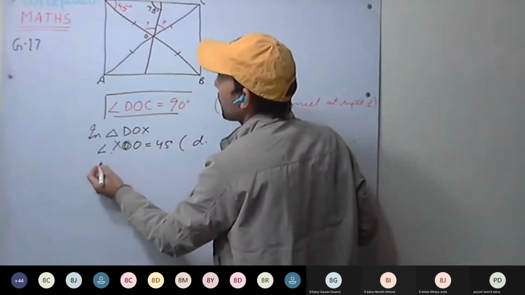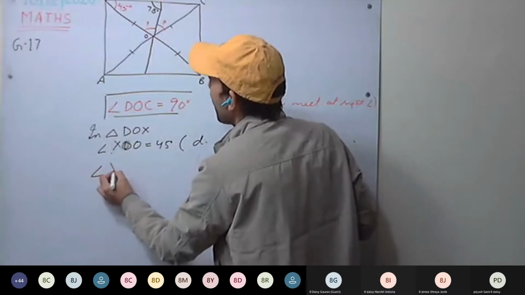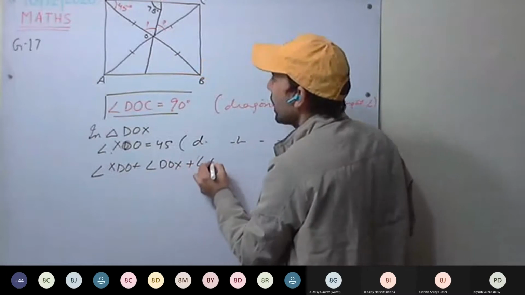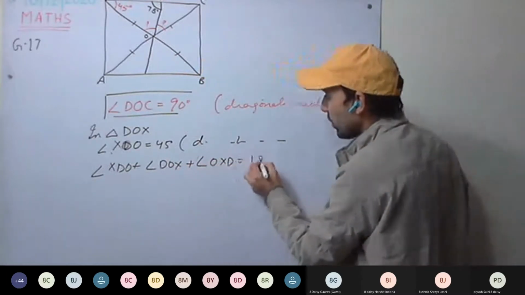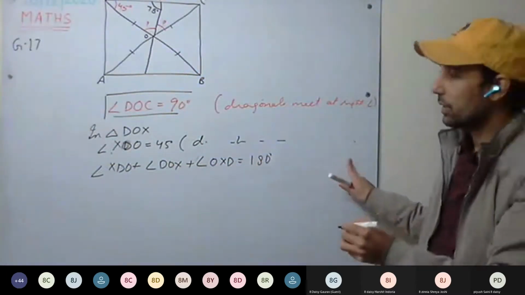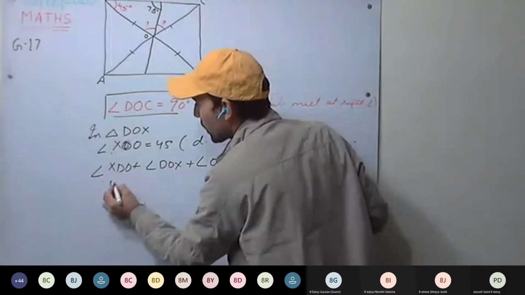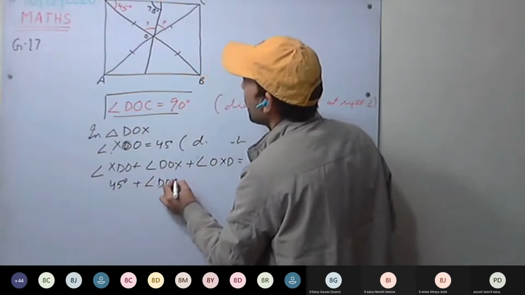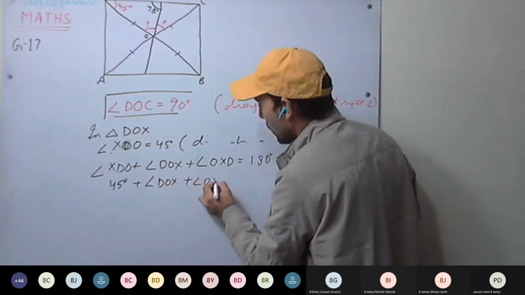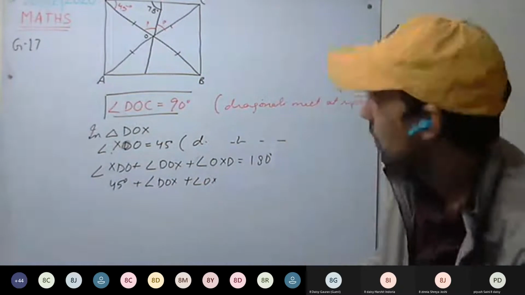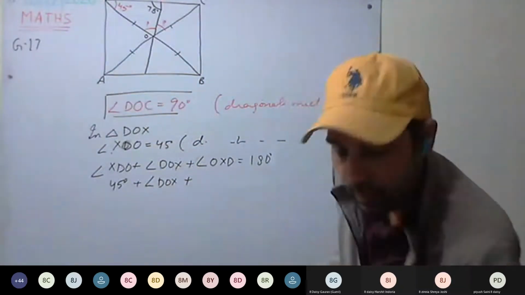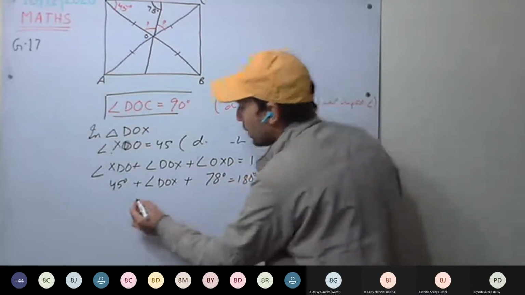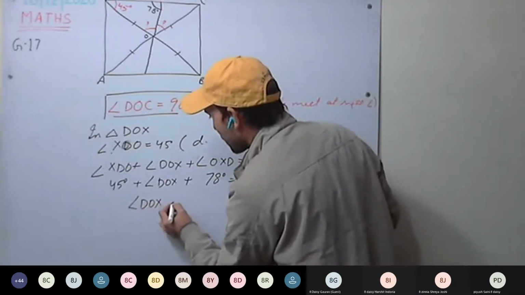We will write the angle sum property: angle XDO plus angle DOX plus angle OXD equal to 180 degrees. Angle sum property of the triangle. This is how much? 45 degrees. This we have to calculate, angle DOX. Angle OXD is how much? 78 degrees. It is here. Equal to 180 degrees. So angle DOX.